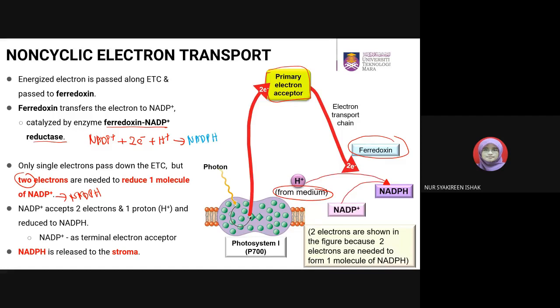NADPH. So it means that of the two electrons, one will be received by the plus sign of NADP plus, the other electron will be received by the proton. Okay. So dia akan masuk satu kat sini elektron tu, satu kat sini elektron. Faham? Boleh? So that's why it requires two electrons.